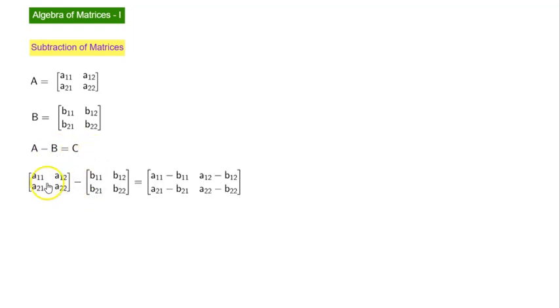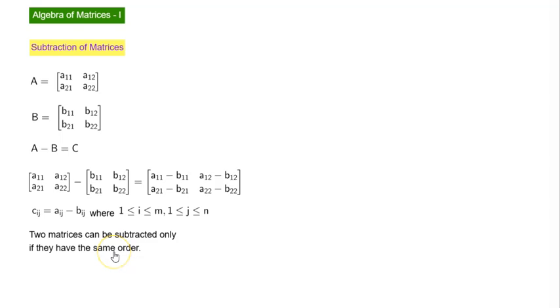Now subtraction of matrices. Pretty straightforward. A is equal to this matrix, we have B equal to this, and A minus B will again give us a matrix. So A11 minus B11, A12 minus B12, A21 minus B21, A22 minus B22. So in general, Cij is equal to Aij minus Bij, where i is from 1 to m and j is from 1 to n. Two matrices can be subtracted only if they have the same order.